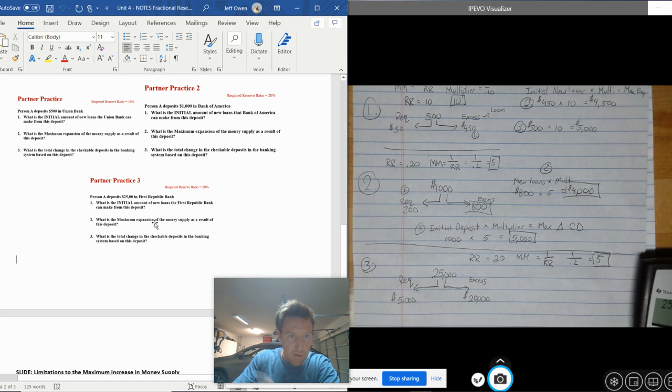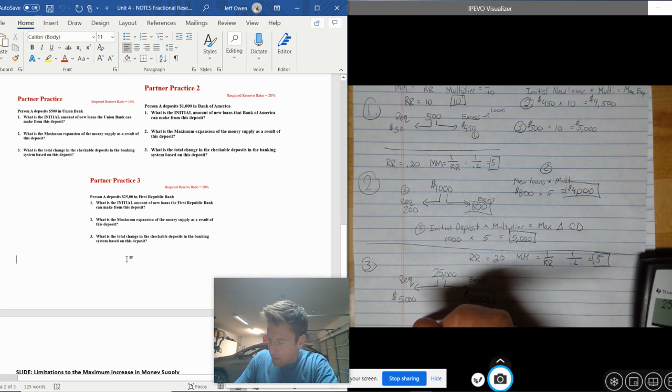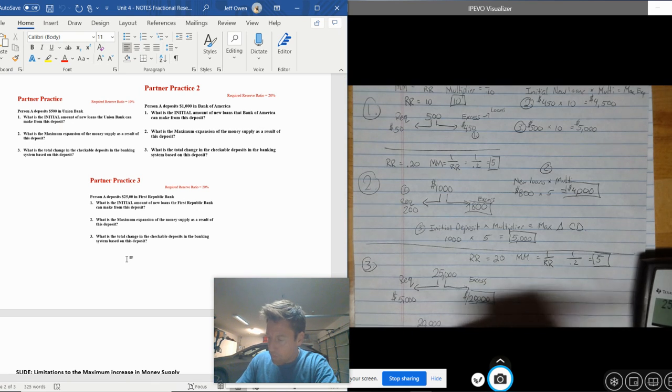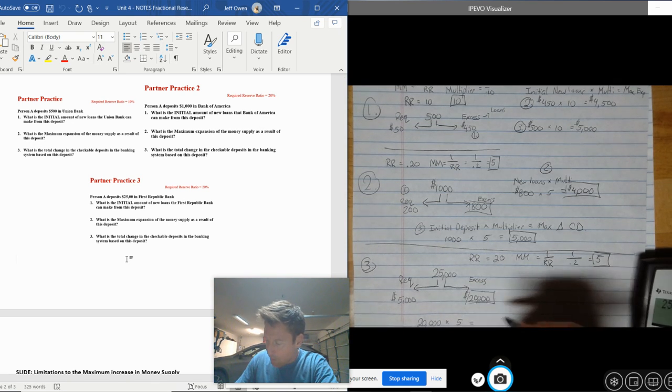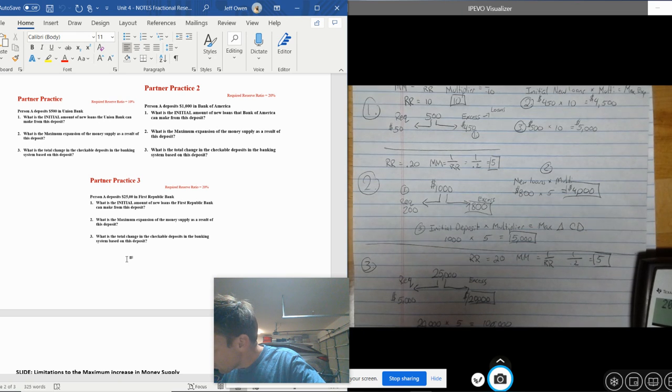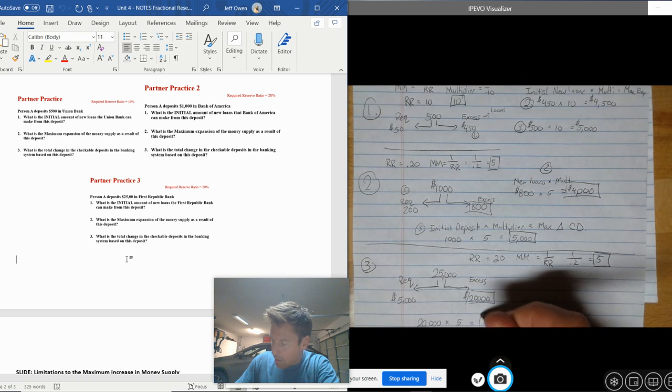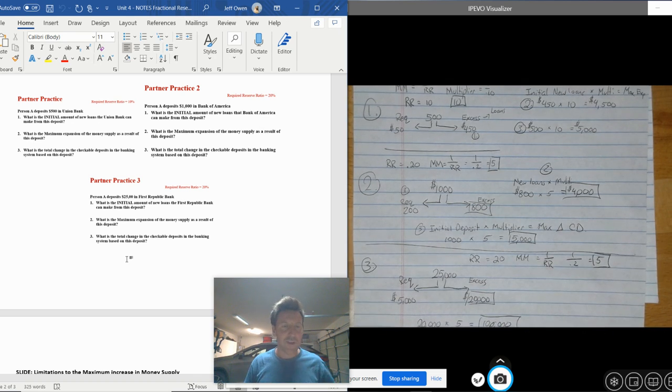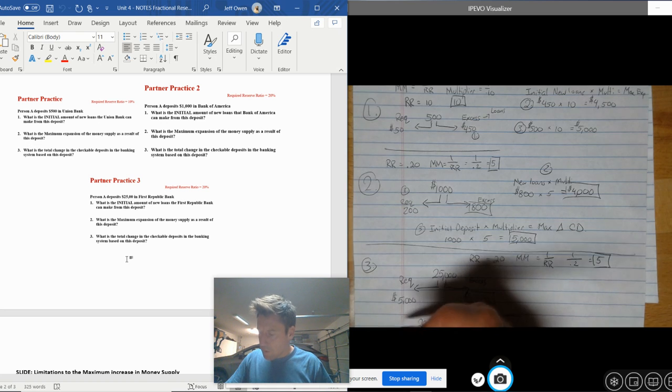That can become new loans or new money in the economy. So this one says, what's the amount of new loans? Number one was $20,000. What's the maximum expansion of the money supply as a result of the deposit? All right, so once again, we're going to have 20,000. That's our initial new loans times our money multiplier, which should be 100,000. Just to make sure, simple multiplication. Boom! All right, so that's number two.